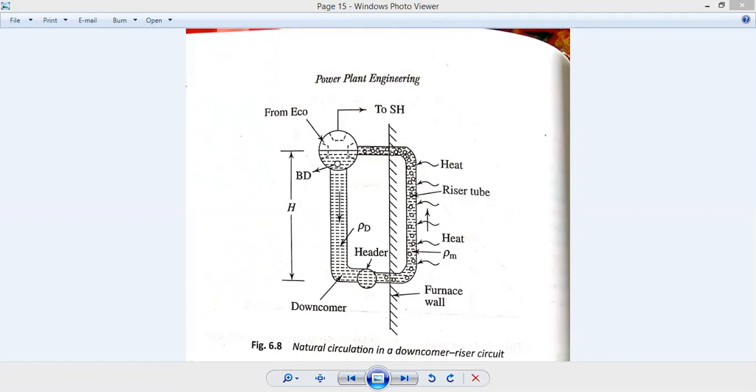The maximum height of the furnace is fixed by the rate of burning of the fuel and the heat release rate. For a given height, delta P is proportional to rho D minus rho M. The higher the density difference, the more will be the pressure head available for the natural circulation itself.